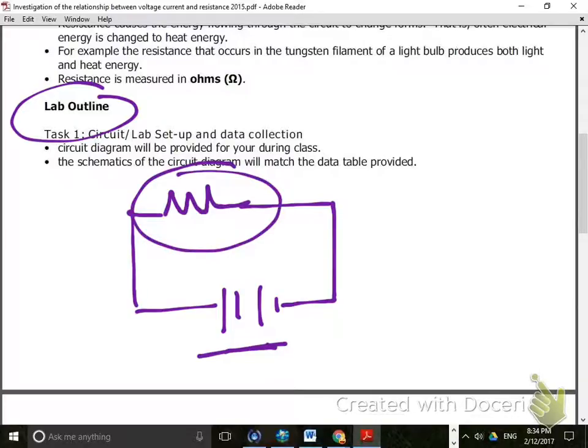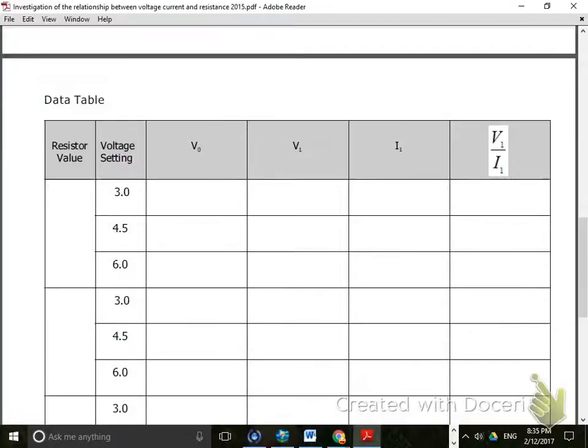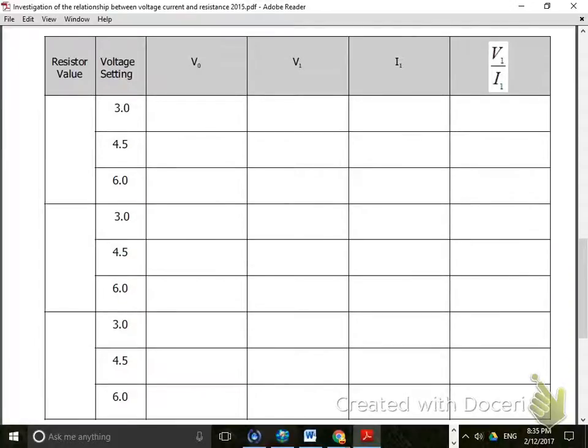Now, all that information gets recorded in the data table on the back of your page. So you're going to just flip your page over. You're going to see where you record that data. So, for example, say my first resistor level in my example was 20.